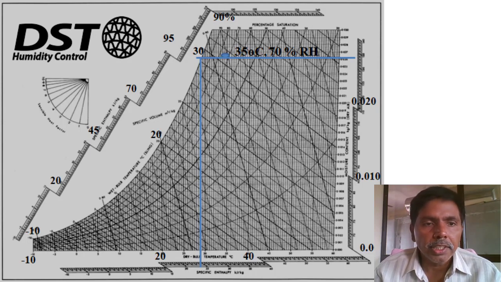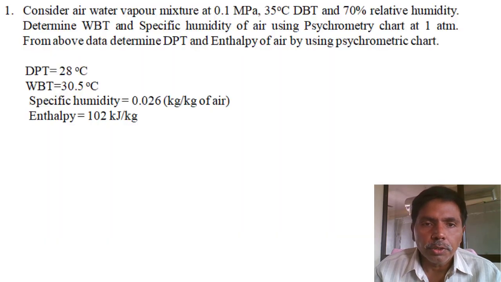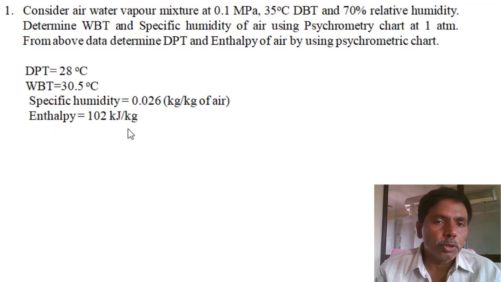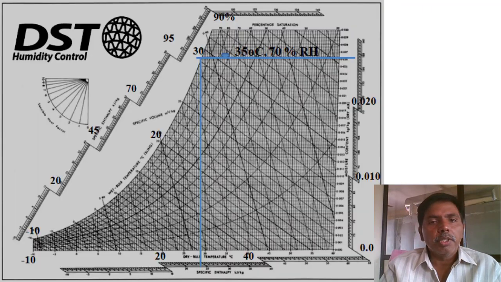The same we extracted. I will show. The dew point temperature is 28 degrees, wet bulb 30.5, specific humidity is 0.026, enthalpy is 102 kilojoules per kg. Same from the graph.